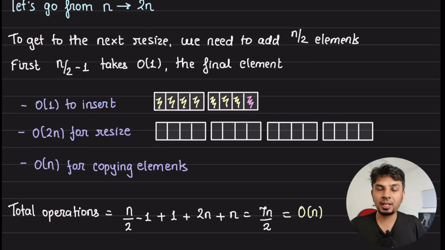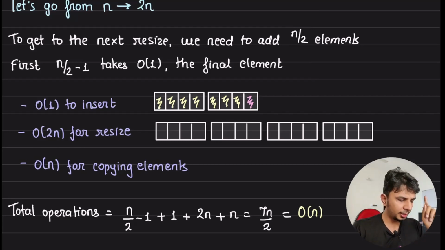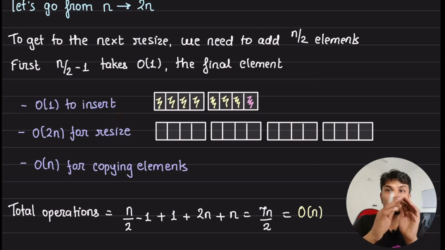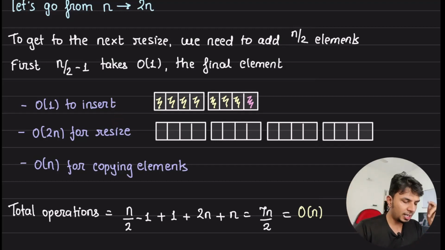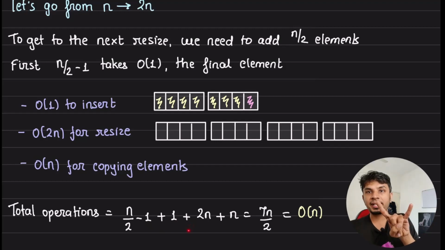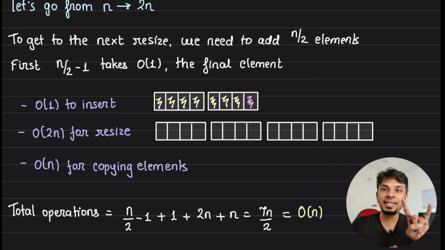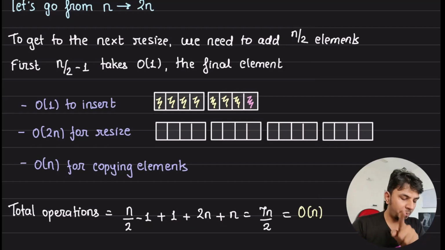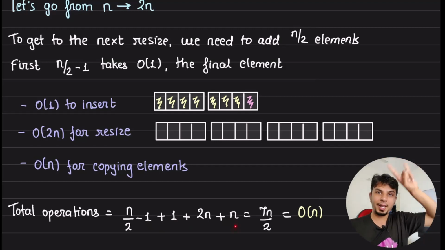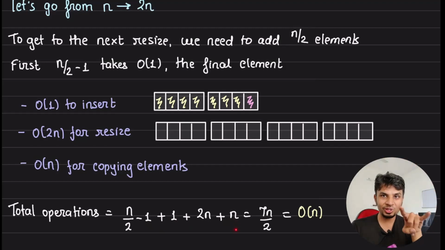Now let's take a look at the number of operations we would require to do this. The number of operations would be equal to n by 2 minus 1, because it is taking order 1 time to insert n by 2 minus 1 elements, since post that only it would trigger a resize. So n by 2 minus 1 you did, then order 1 to insert the final element, plus 2n as part of allocation, because you are resizing the array, plus n to copy elements from your old space into this new space.